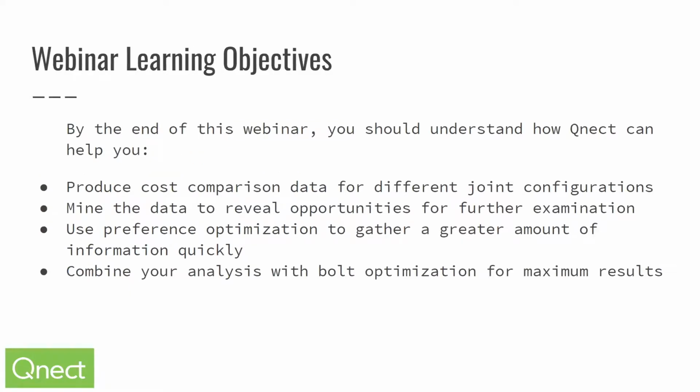Now, today's webinar learning objectives are pretty straightforward. The goal is to help you understand how to produce cost comparison data for different joint configurations, how to mine the data to reveal opportunities for further examination, how to use preference optimization to gather a greater amount of information quickly, and finally, how to combine your analysis with bolt optimization for maximum results. Really, the whole goal here is to help you understand how to leverage this data to make better decisions on how to approach projects and how Qnect can help with that.